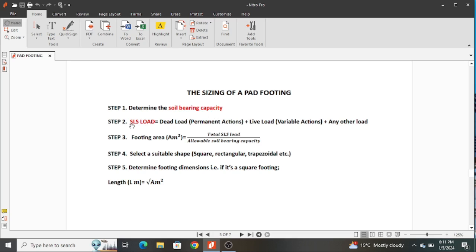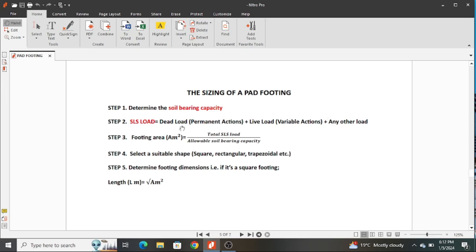Second, you also determine your serviceability limit state loads. Remember SLS loads. What are SLS loads? SLS loads are loads that have not been factored by any factor. Means you just take the dead loads as they are from the building, and you add them to your live loads, and you add any other load that the building or the structure will be subjected to while in its service conditions. That is why SLS means serviceability limit states, so that you get the actual maximum load that your structure is going to withstand.